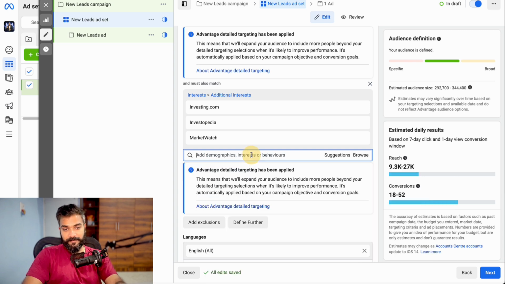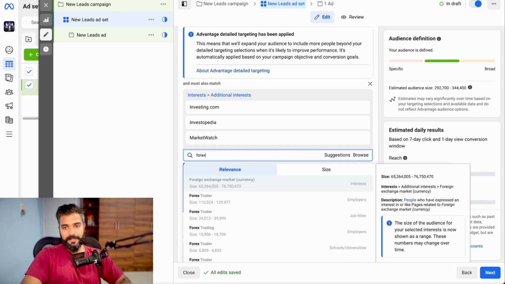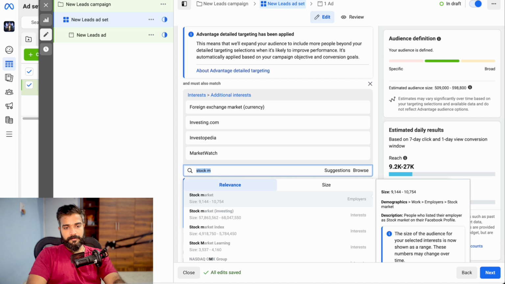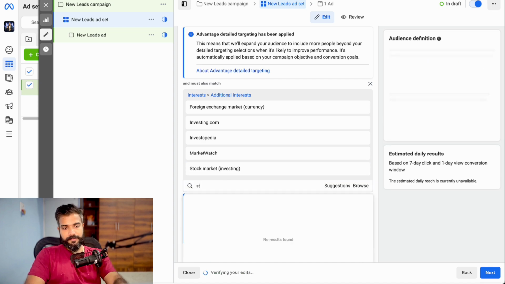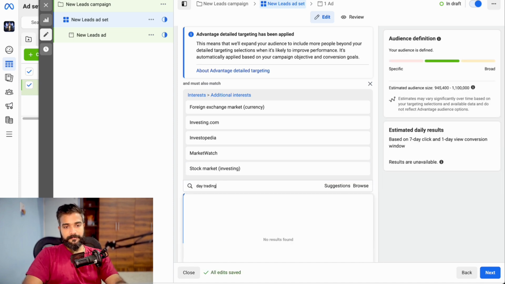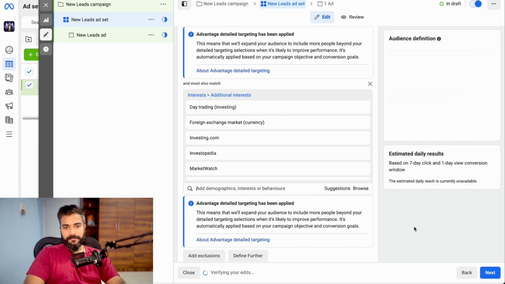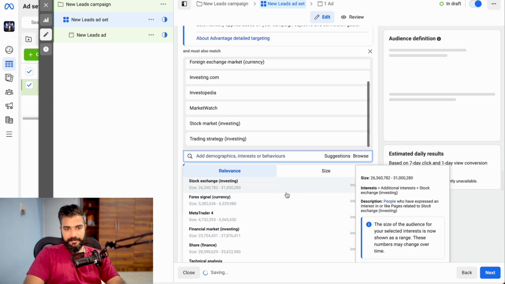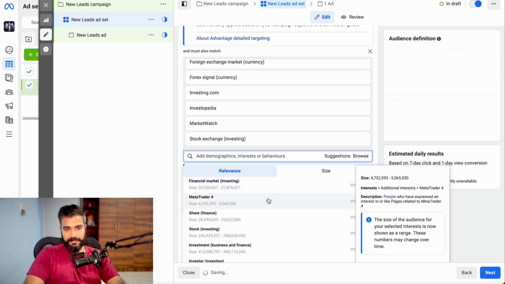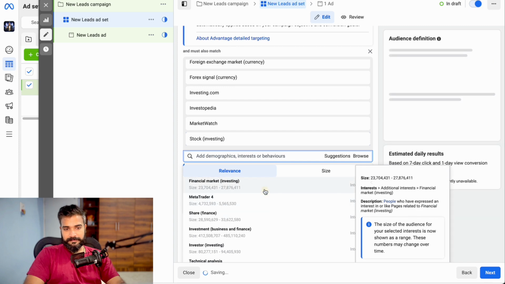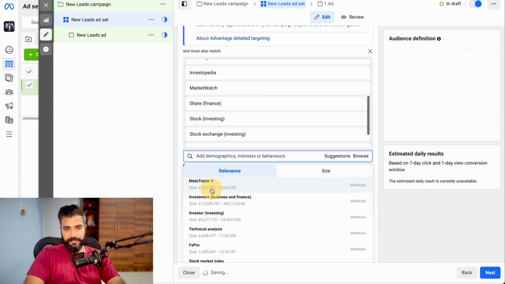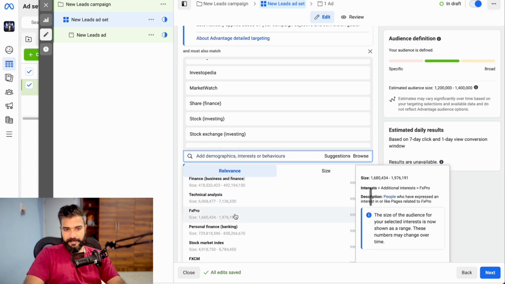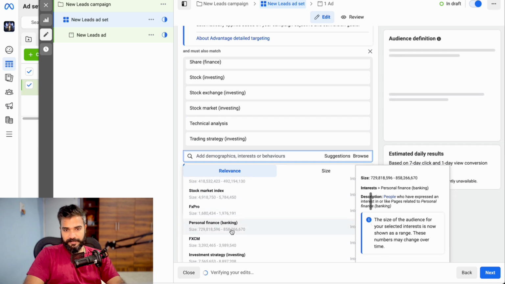Let's say we go for Forex. Forex was pretty good. Forex, maybe we get a proper Forex audience. And we get stock market, investing, stock or day trading. These are pretty good audience sizes. Let's go again. We'll just add Forex signal currency. I don't know what MetaTrader 4 is though. People might know it. Share finance investor. I don't think so. Investment, finance, technical analysis is pretty good. FX Pro is I think a software or something.